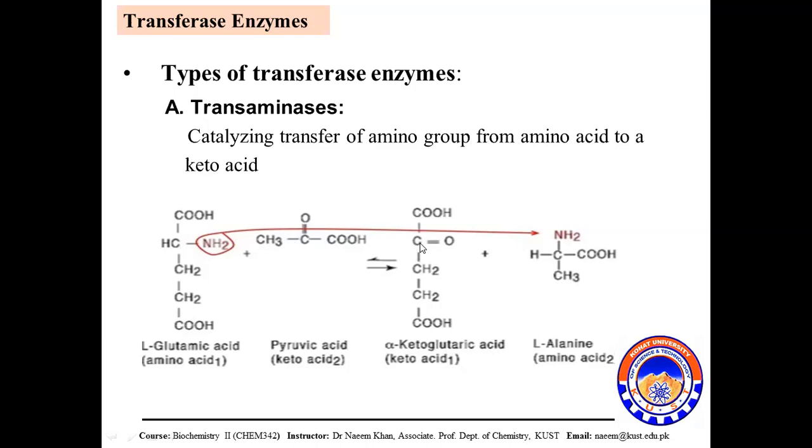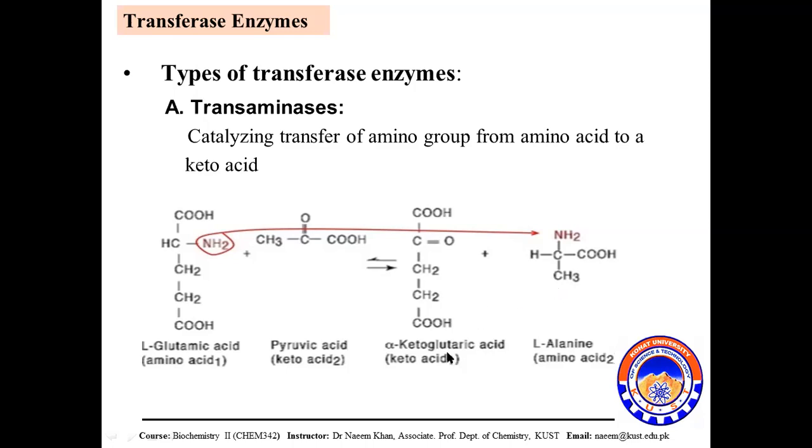This is actually a functional group exchange reaction. The amino group is transferred from glutamic acid to the pyruvic acid, and in return, the carbonyl functional group is transferred to the glutamic acid. We get alpha ketoglutarate and alanine. Alanine is an amino acid. This is actually the second amino acid after glycine. It is one of the 20 amino acids we know.